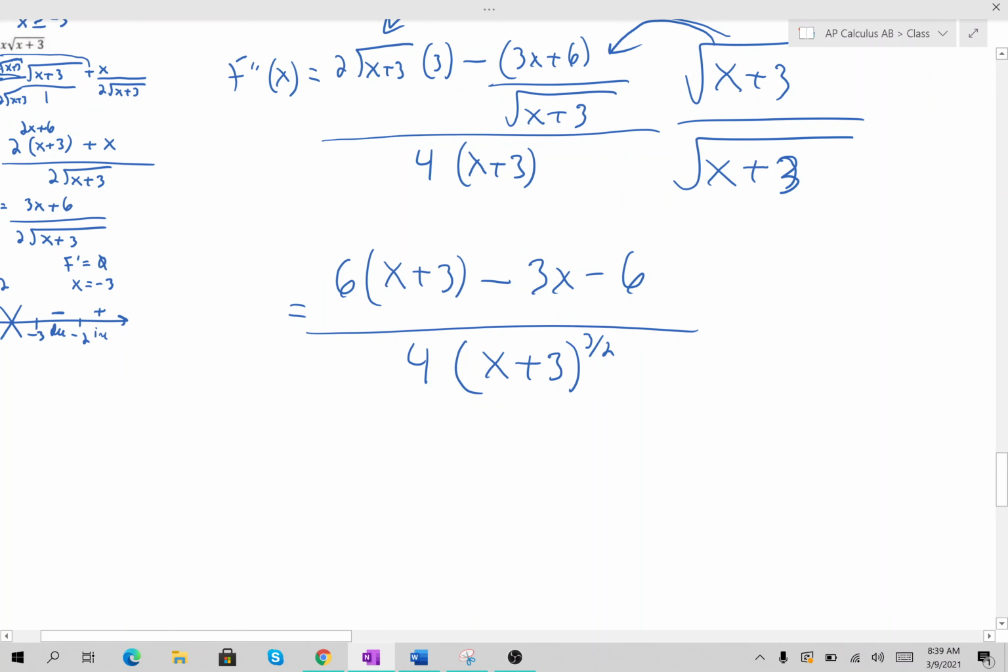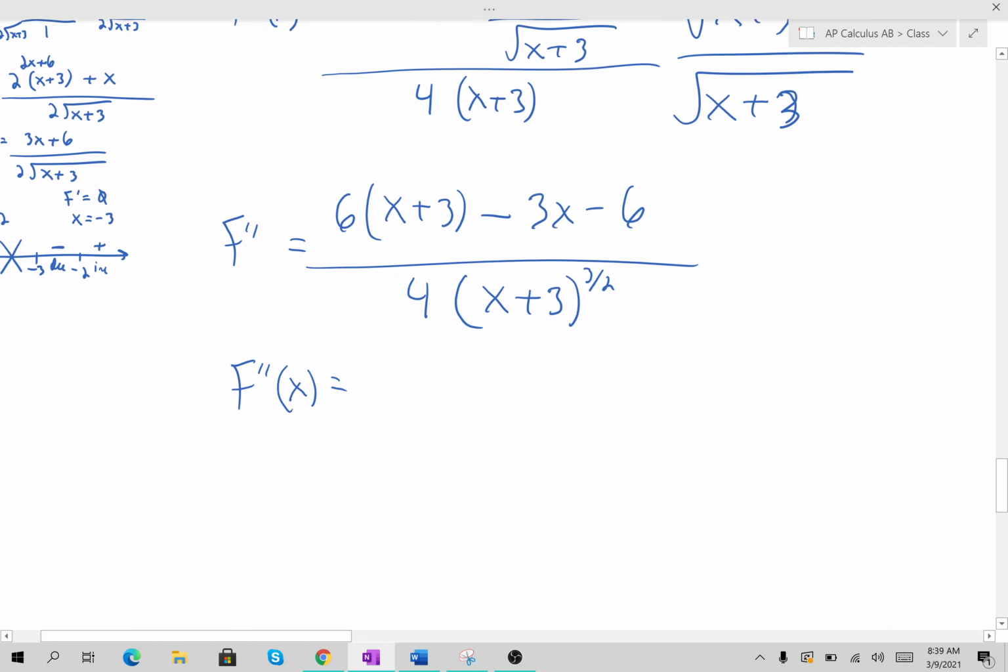Which means f double prime, so this is still f double prime. F double prime of x is, this is 6x plus 18, right? So minus 3x is 3x. And 18 minus 6 is 12, over 4 times x plus 3 to the 3/2.